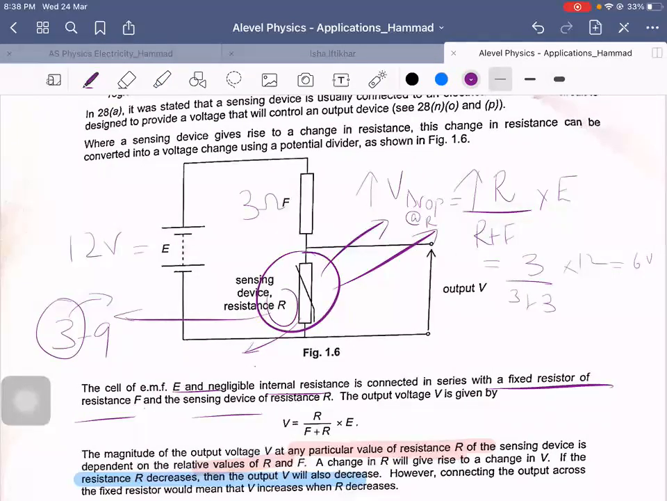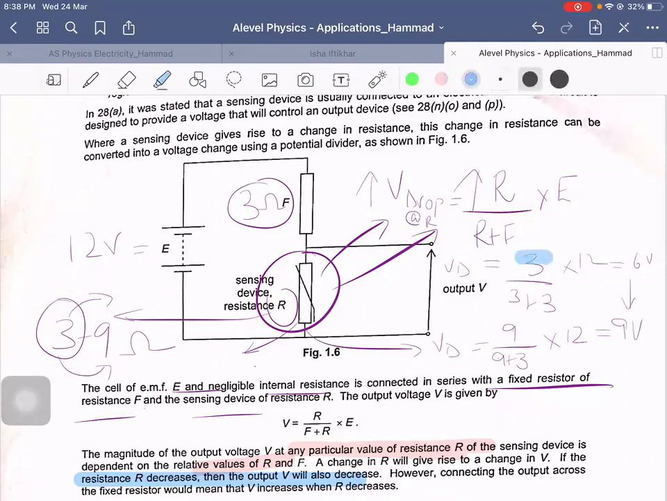Moving forward, let's say I have increased my R to 9 ohms. This was already 3. So 9 plus 3 is 12. My EMF was 12. From here, I'm going to realize that R will now get a share of 9 volts. Don't you think as the resistance of R increased, the voltage drop across it has also increased?